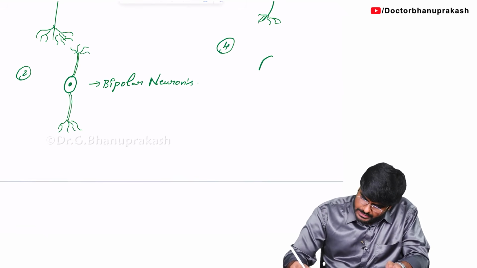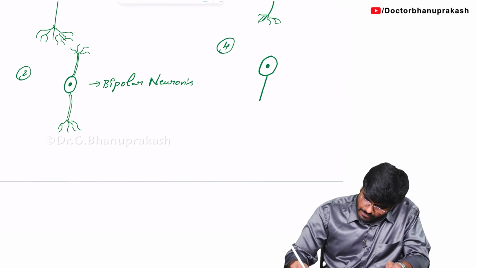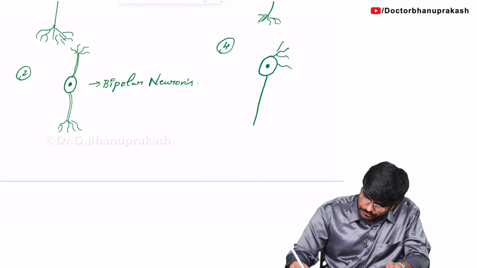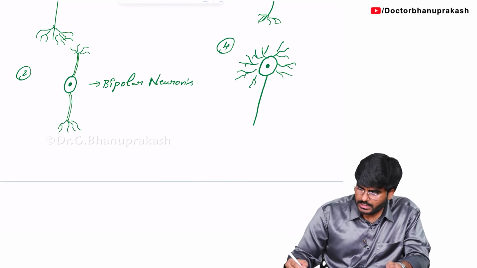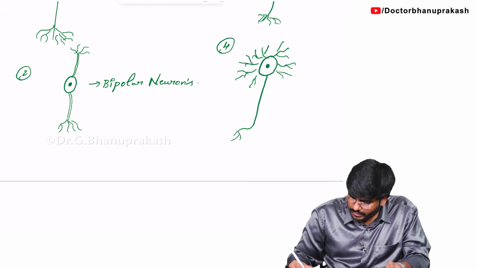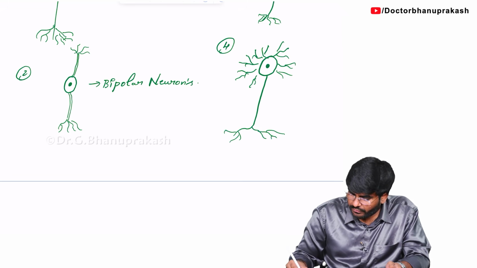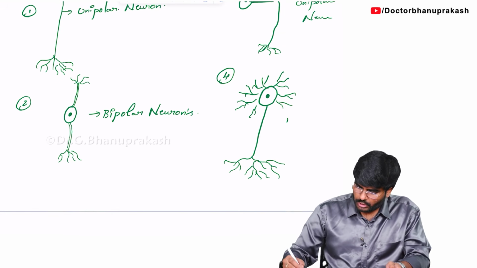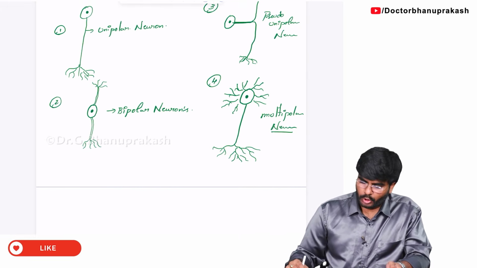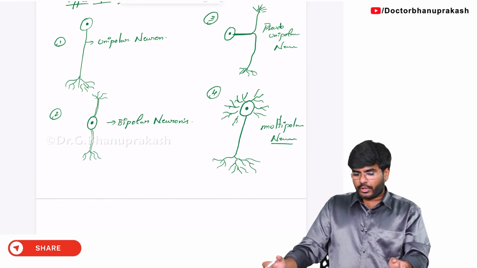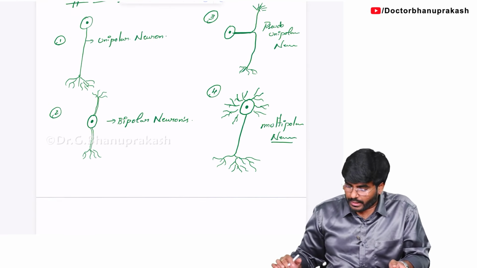in our body. That is a cell body with one axon, and here multiple dendrites are present, which is having connections with multiple other neurons. And here the nerve terminal is also synapsing onto the dendrites of multiple neurons. So such type of neurons are called multipolar neurons. So these are the four types of neurons which I want you to know for your exam: unipolar, bipolar, pseudo unipolar, and multipolar.